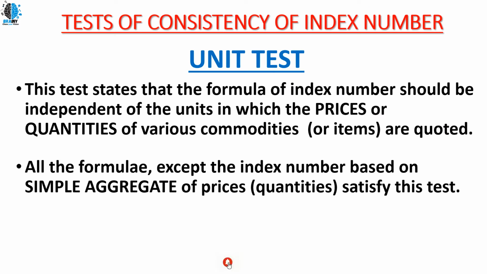The first we have is unit test. This test states that the formula of index number should be independent of the unit in which prices or quantities of various commodities or items are quoted. All formulas except the index number based on simple aggregate of prices satisfy this test. So all the formulas are going to satisfy. Only the simple aggregate method is not going to satisfy the unit test.